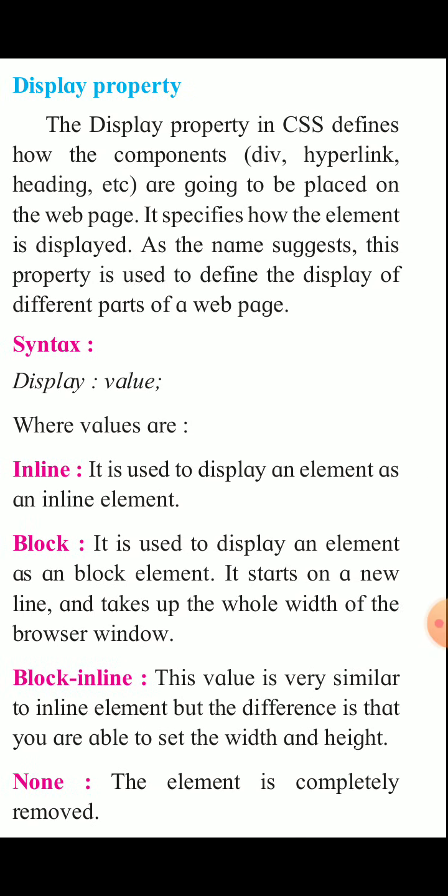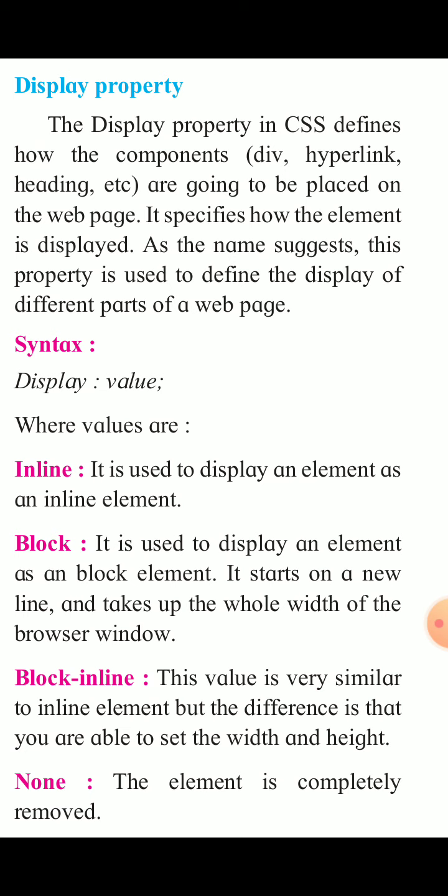Now see the next concept, that is the display property. This display property in CSS defines how components like divisions, hyperlinks, headings, and div acting as a paragraph tag are going to be placed on the web page. So it specifies how the element is displayed. It specifies the look of the element. As the name suggests, this property is used to define the display of the different parts of a web page, means how these parts will appear differently. Hence we are using the display property. Just see the values of that.